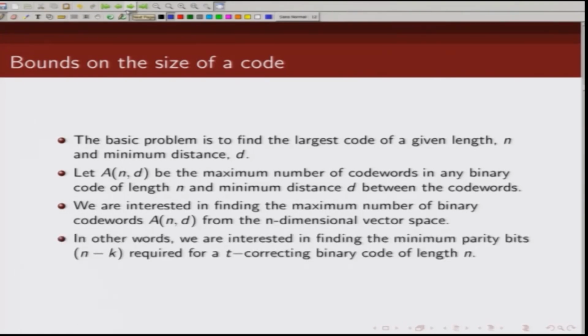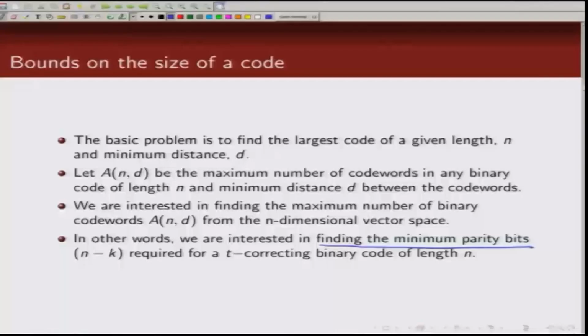We would like to know how many such code words exist which have code word length n and minimum distance d. Or in other words, we could also pose this problem like this: we are interested to find the minimum number of parity bits required. Given that we know k and d, we would like to know what is the minimum n required, such that we can get those k and d. So, we will pose answers to these questions and try to get some bounds on those parameters. If I give you two parameters, we are interested to know the bound on the third parameter. What are the permissible values for the third parameter?